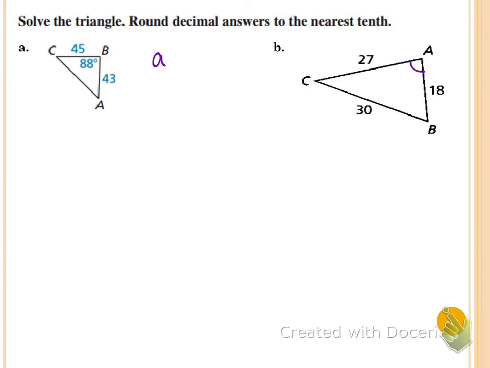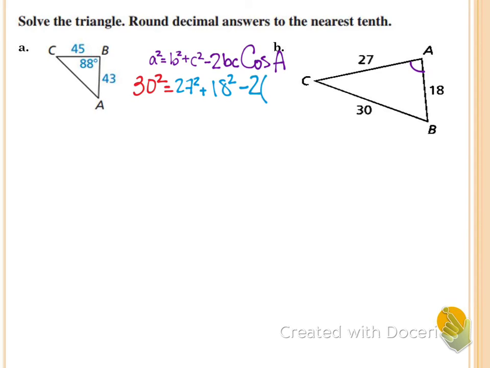All right, so we'll do A squared equals B squared plus C squared minus 2BC cosine of angle A. So which one is side A? 30, because it's across from angle A. And then we'll have 27 squared plus 18 squared minus 2 times 27 times 18 cosine of angle A.